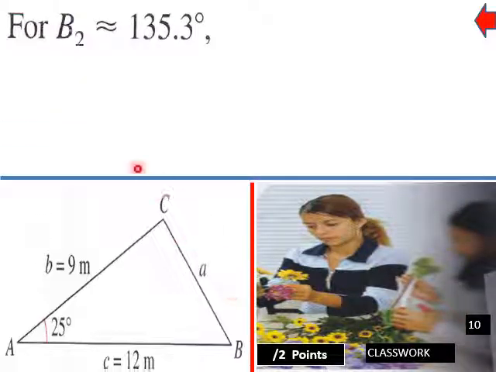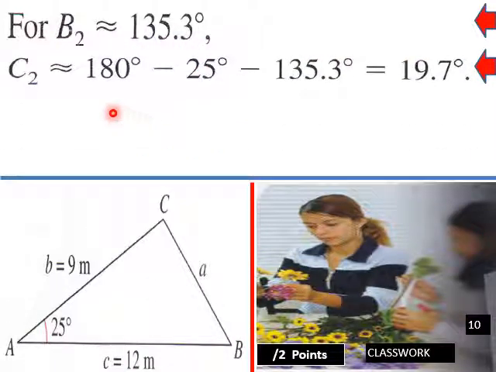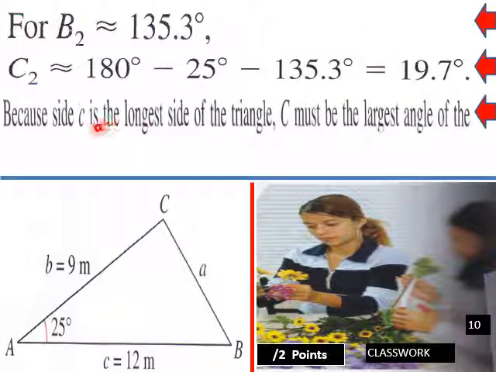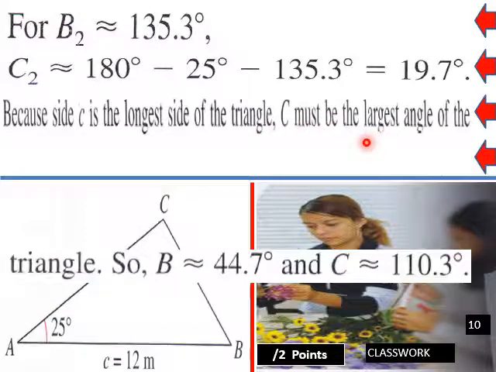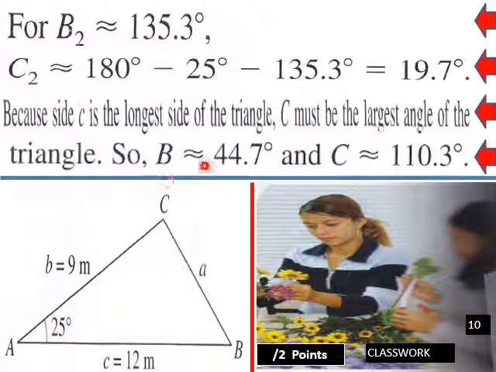And for B2 equals 135.3 degrees, to find C2 in this scenario here, C2 would equal 19.7 degrees. So because side C, which is here, is along the side of the triangle, C must be the largest angle of the triangle. So B will equal 44.7 and C will equal 110.3 due to this reasoning here.